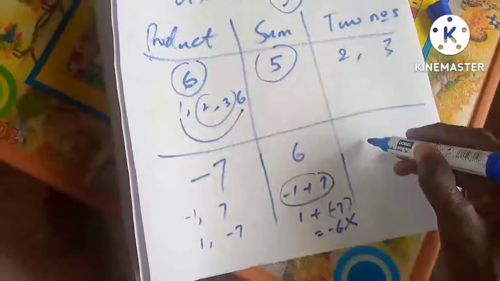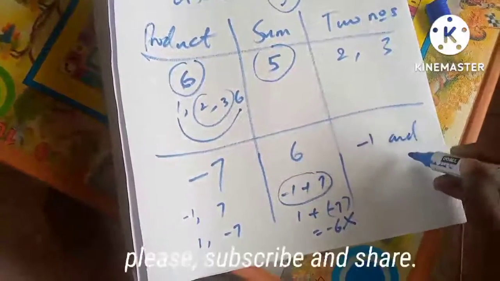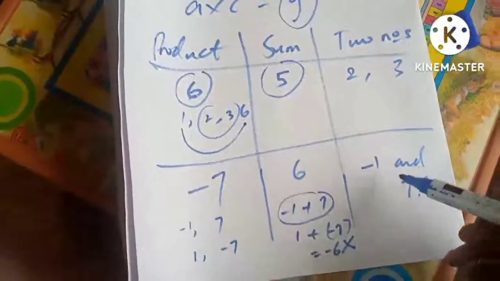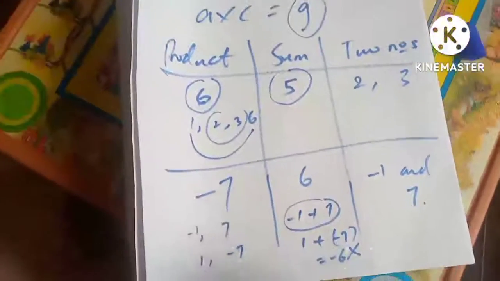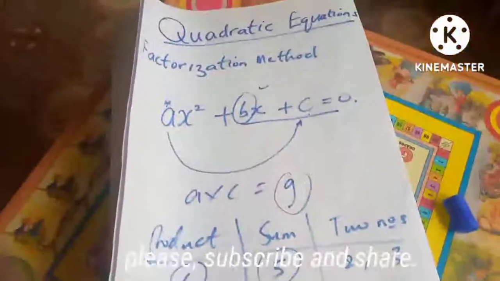So the two numbers I'm looking for will be -1 and 7. Adding them together will give me 6. Multiplying them together will give me -7. This knowledge is very important when you are solving quadratic equations.